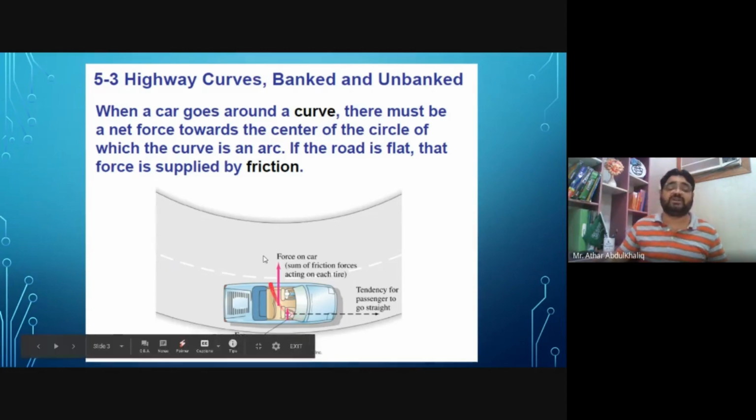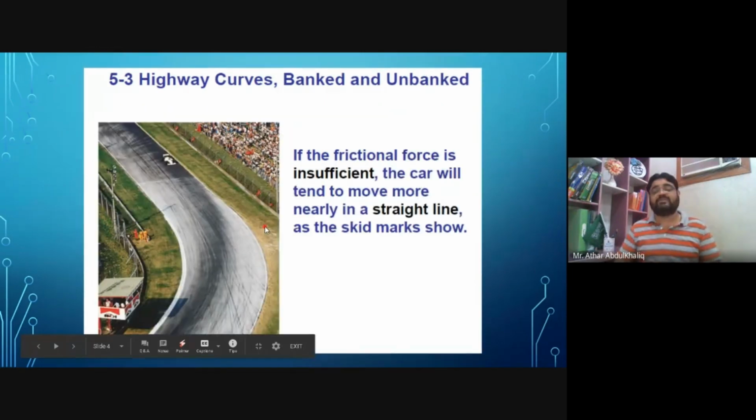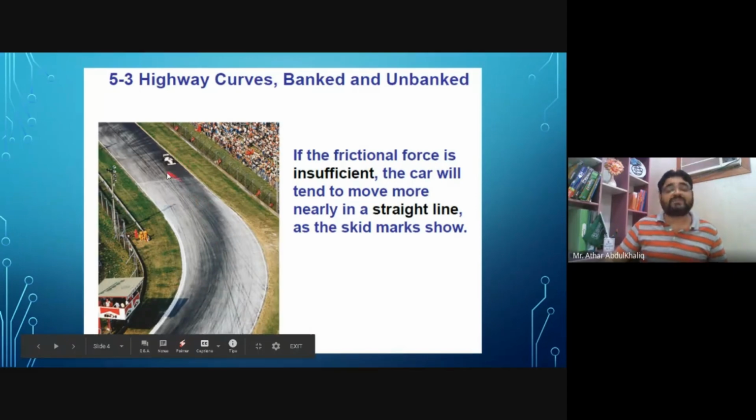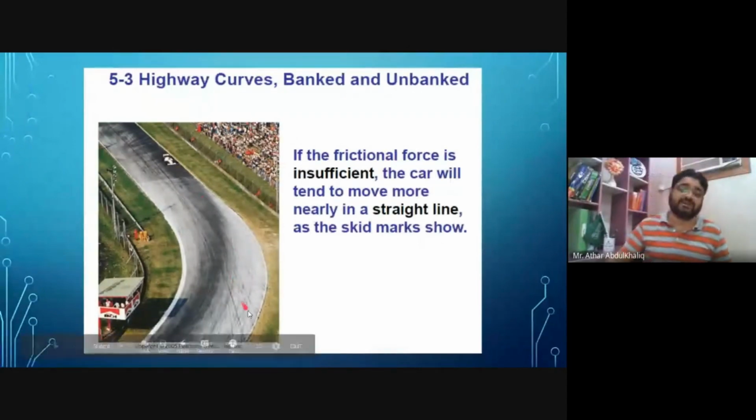If this friction is insufficient, then what will happen? As you can see in this Formula 1 race, usually cars are moving, and when they are taking a turn, they move on this black path. But if the grip or the friction between the tire and this road is not enough, these cars rather move in this direction, on these black marks on the road. So they will move directly from here toward the direction of the velocity.